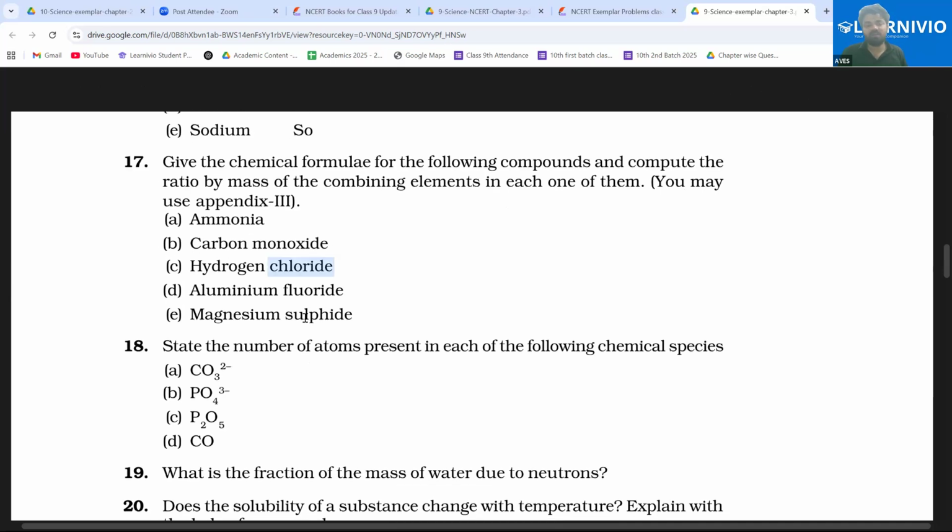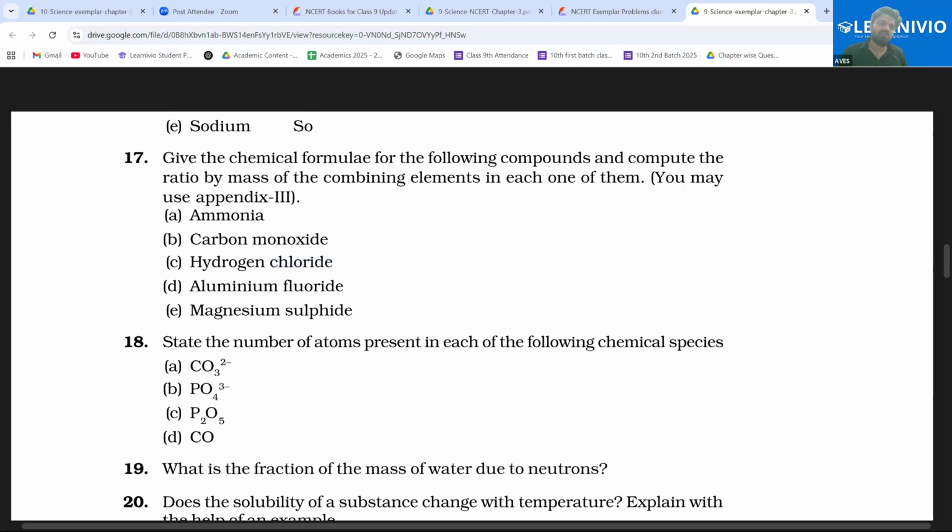Now question number 17. Do question number 17. You can do this one easily. This is easy.